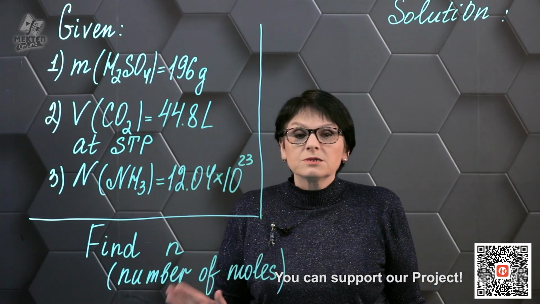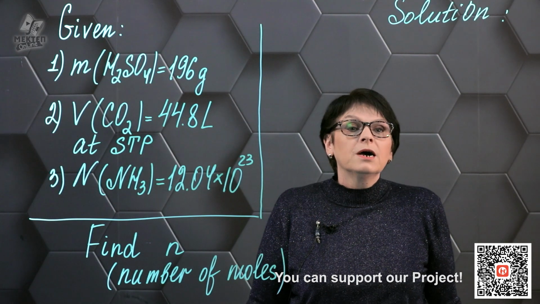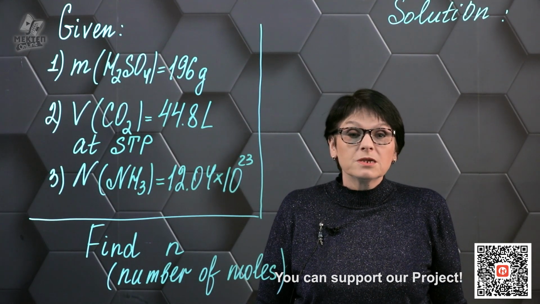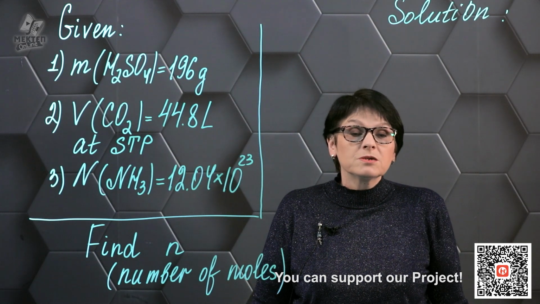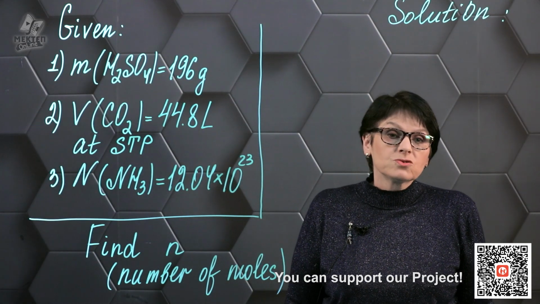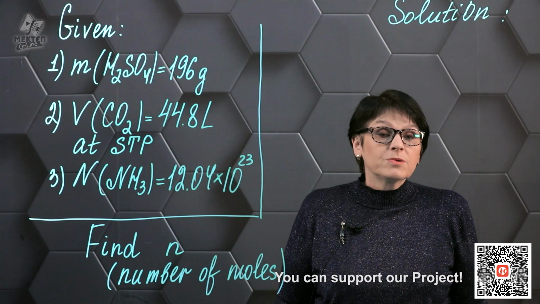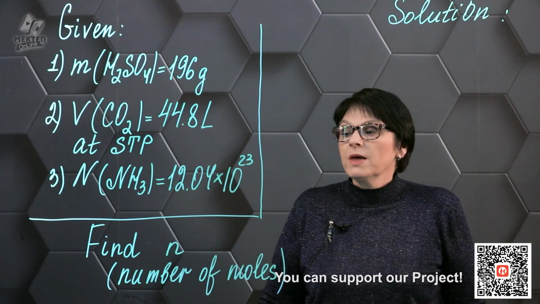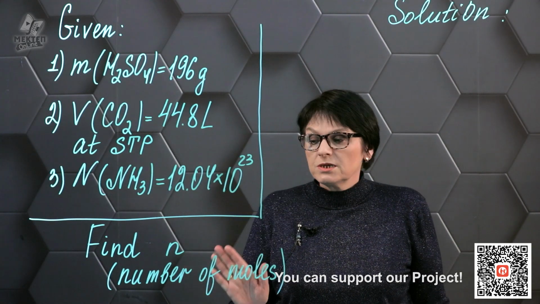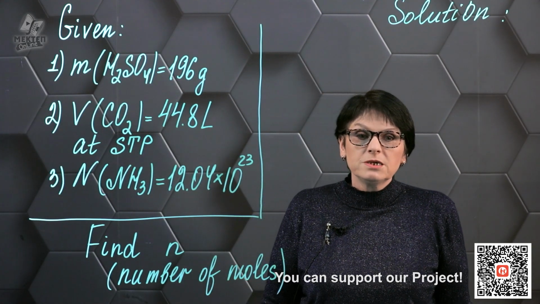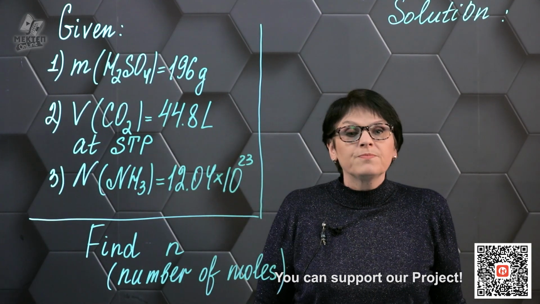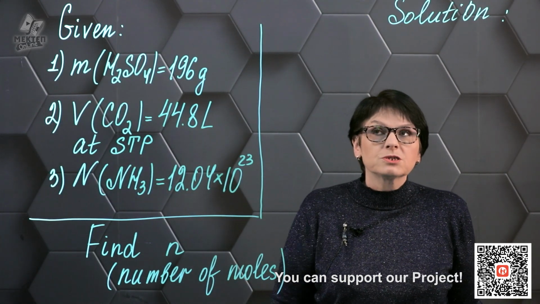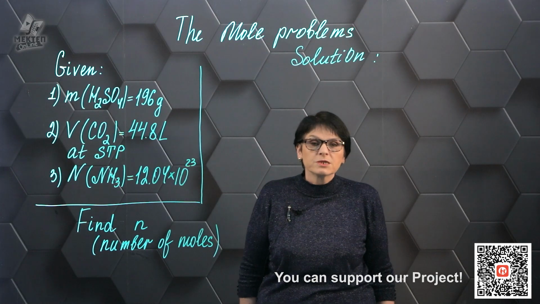In addition to this, the number of particles of the substance ammonia is also known. Ammonia is also an important compound. Chemists produce this substance in order to obtain from it, for example, ammonium salts, which are fertilizers. So the question in this case is the same. We need to find the number of moles of each of these substances. So how are we going to solve it?